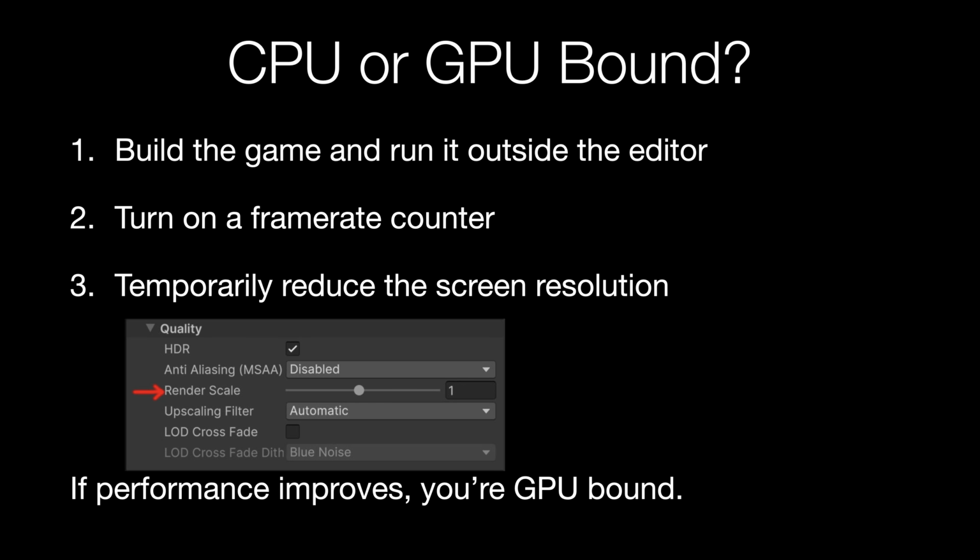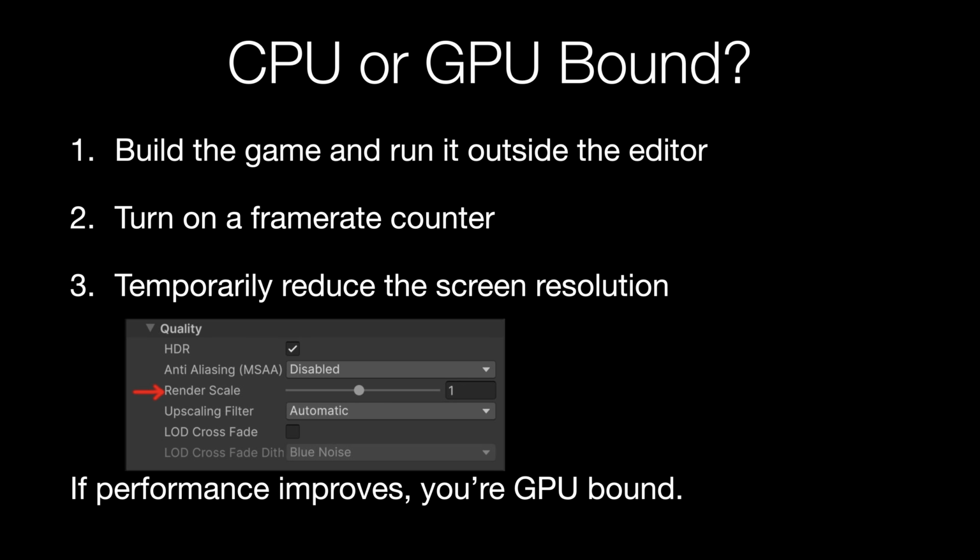Next, temporarily reduce the screen resolution to around 50% of the original resolution as a test. Reducing the number of pixels required to render will significantly reduce the workload on the GPU. You don't want to leave it that way, but as an artificial test, it'll help you to see what the performance could be if you reduce the load on the GPU.